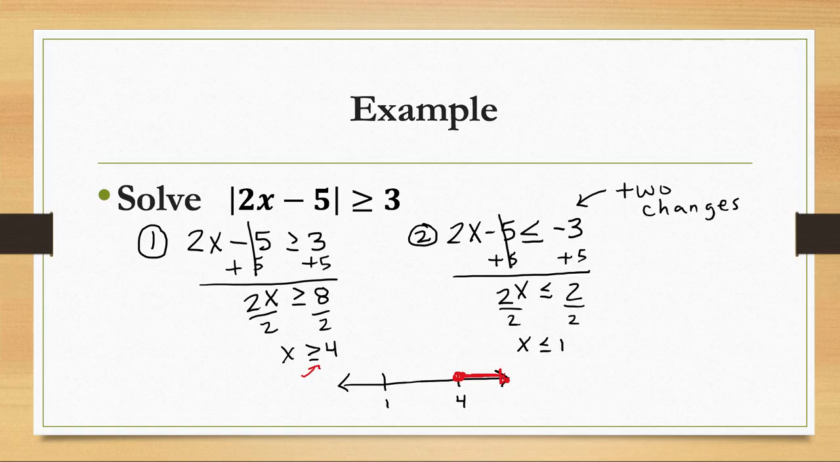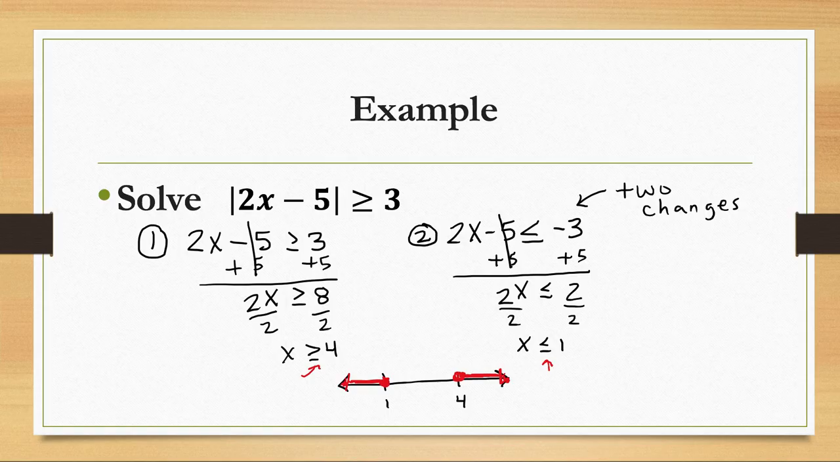For our other problem, we have x is less than or equal to 1. And again, since 1 is included in the answer set, we're going to use a closed circle. We want x values that are less than 1, so that's going to also shade to the outside. And so our number line will look like that.